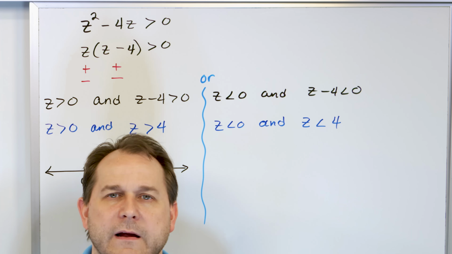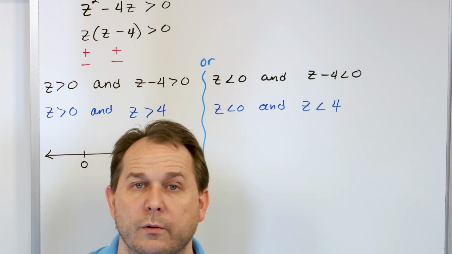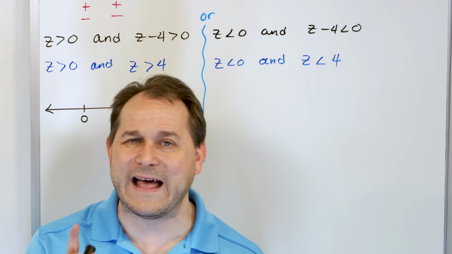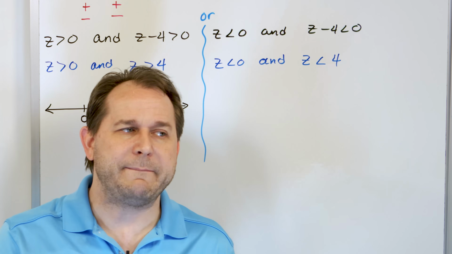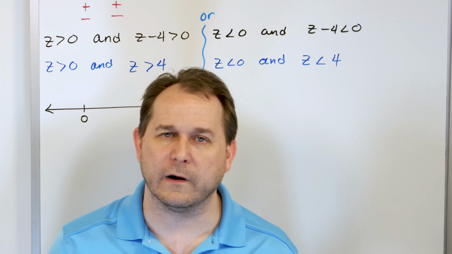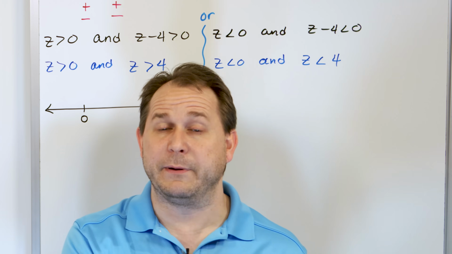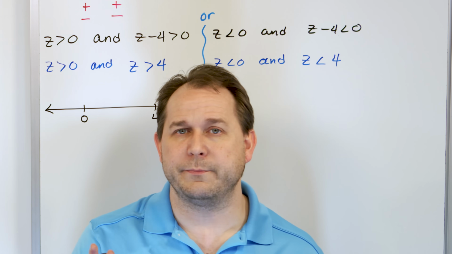Think about that for a minute. How can a number be bigger than 0 and also be bigger than 4 at the same time, right? Well, that means that the number has to be bigger than 4. Take the number 5, for instance. 5 is bigger than 4. 5 is also bigger than 0.